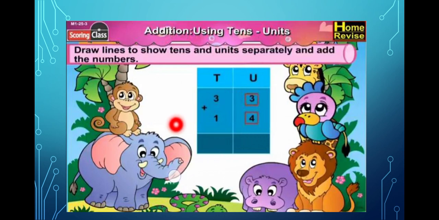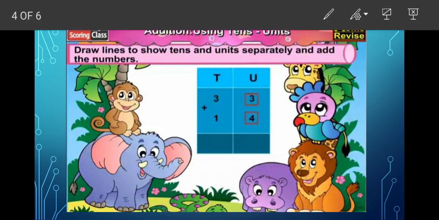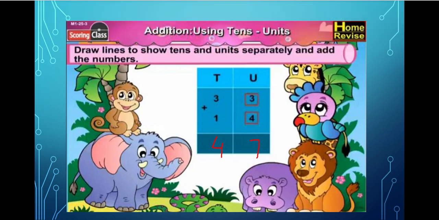Alright. Now what you will do here? You will add it. So let us add it here. 4 plus 3. 4 plus 3 is how much? It is 7. Now here 3 plus 1. 3 plus 1 is how much? 4. So the answer is how much? The answer is 47. 47 means 4 tens and 7 ones. Alright. Got it, children?